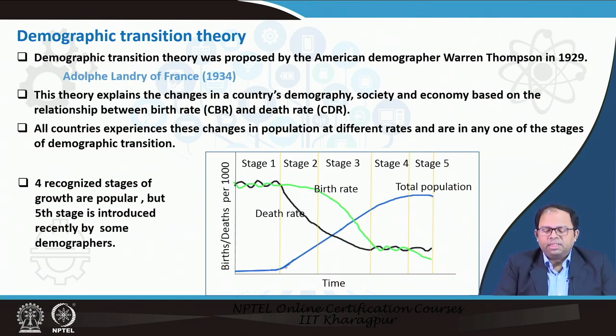Here we see the population has started to grow, and then again the same pattern continues, but we see the birth rate is coming down a little bit. Then again the population is still growing, but the rate of growth is now coming down, and then in stage 4 the rate almost stagnates, and finally in stage 5 we see that the rate is declining to some extent.